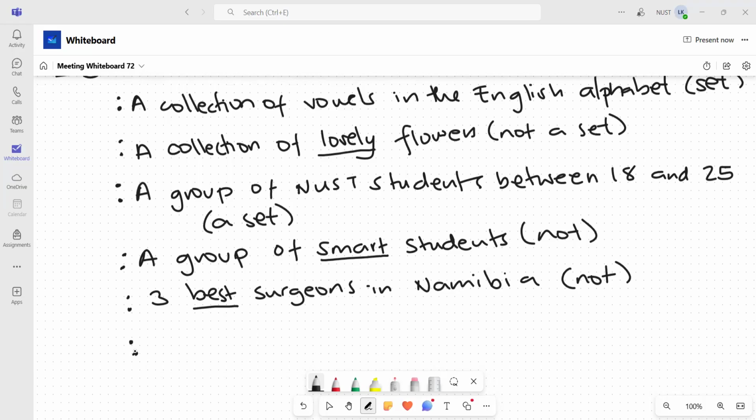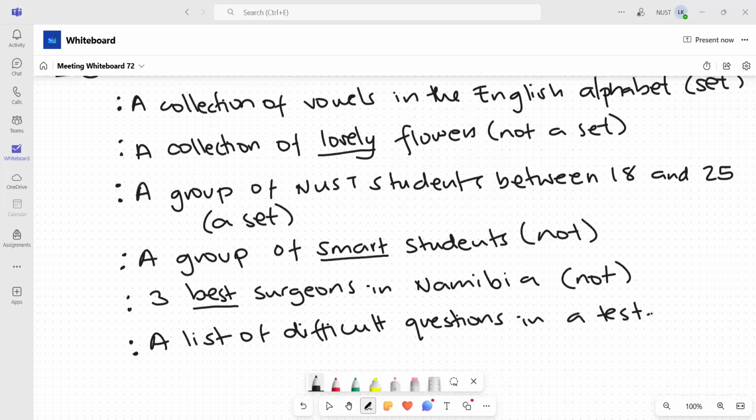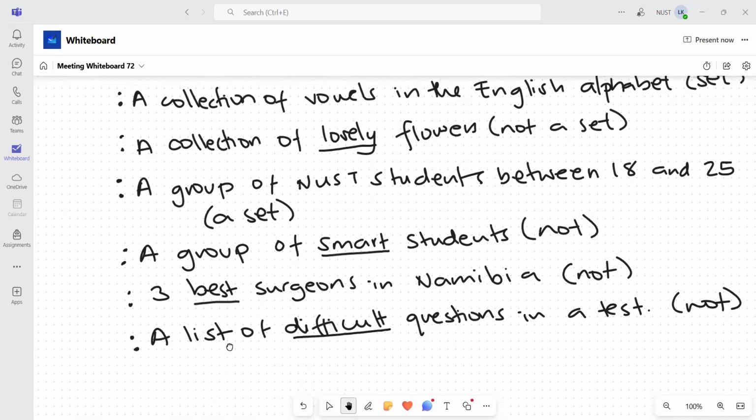And then we have a list of difficult questions in a test. Again, this is not a set. Why? Because of the use of the word difficult. Difficult is subjective. I'm sure you've seen this before. When you write a test, you might find one question extremely difficult or challenging, while another person would say that was the easiest question on the paper.